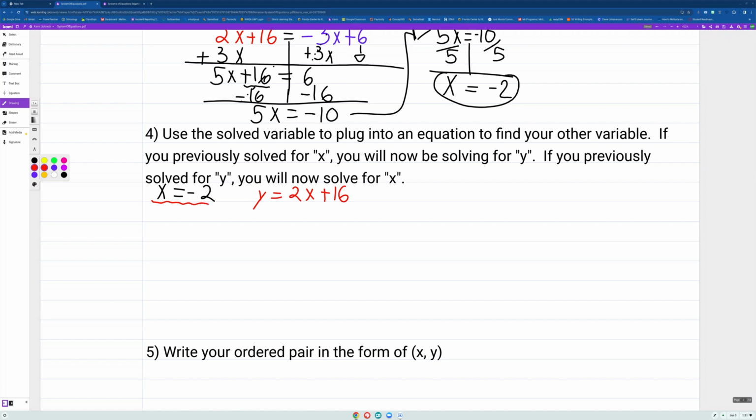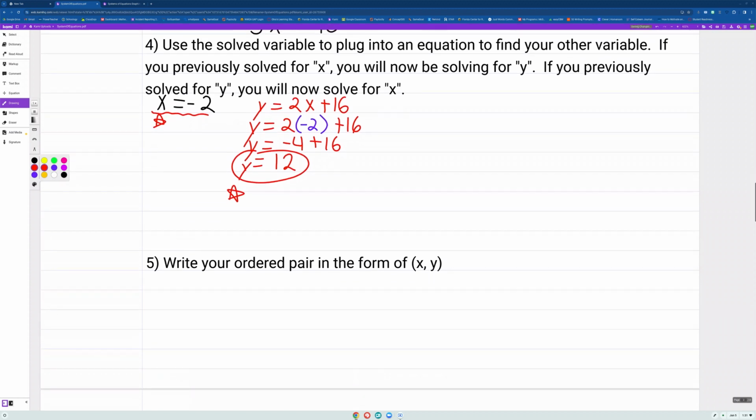So now I'm going to go ahead and rewrite it where y equals 2, but in this case, x is negative 2, plus 16. So now all I'm doing is solving with the order of operations. I'm going to multiply first, and that's going to give me negative 4 and then plus 16. And negative 4 plus 16 is equal to positive 12. So I've solved for my x and I've solved for my y. So now my ordered pair is negative 2, 12.